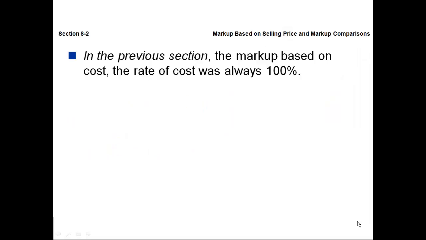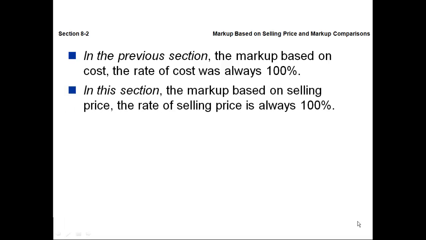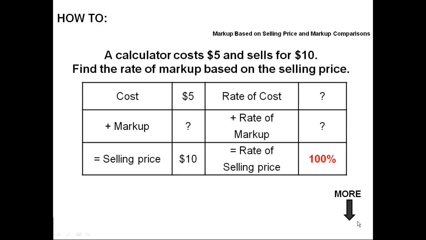In the previous section, the markup was based on cost, so the rate of the cost was always 100%. In this section, the markup is going to be based on selling price, so the selling price is always going to be 100%. Here's an example. We have a calculator that costs $5 and sells for $10. Find the rate of markup based on the selling price.